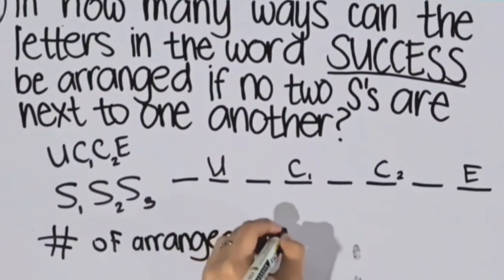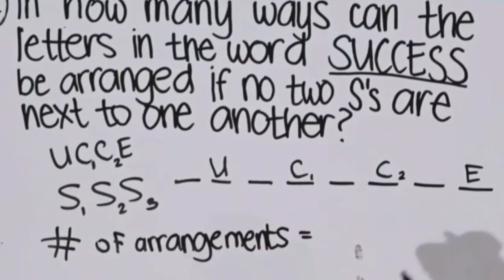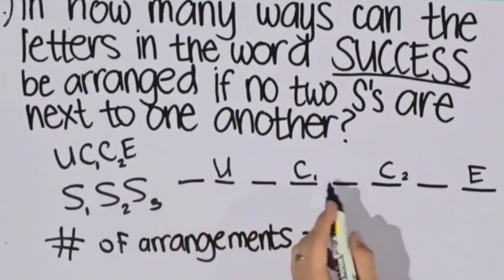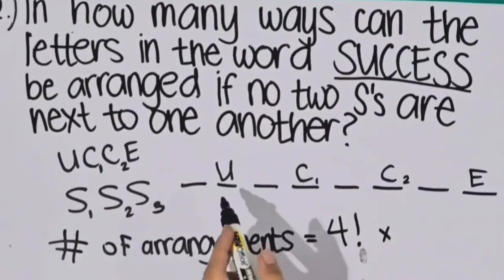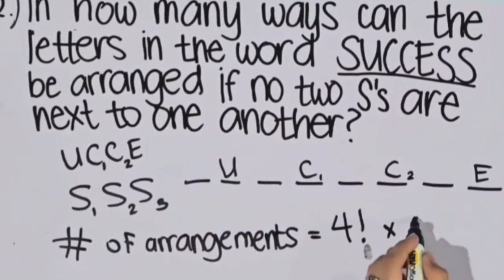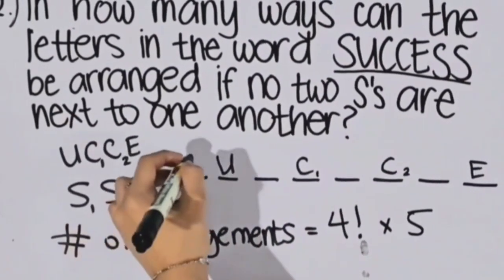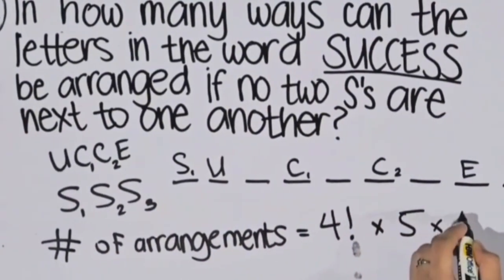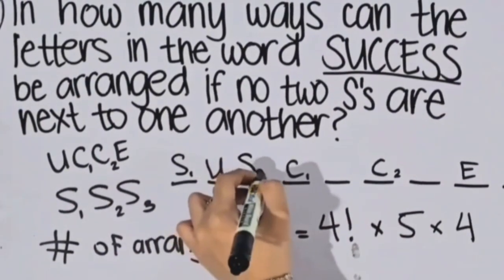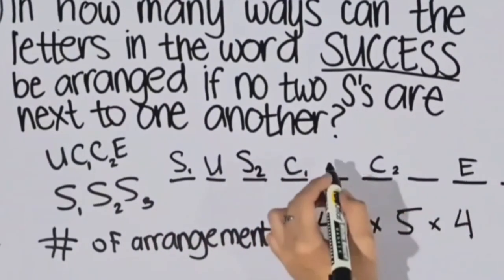So since there are 4 possible spots where U, C, C, and E can rearrange themselves, we will put 4 factorial. We will then multiply this by 5, since there are 5 spots where the first S can situate itself. We'll multiply this by 4 for the second S, and then 3 for the third S.